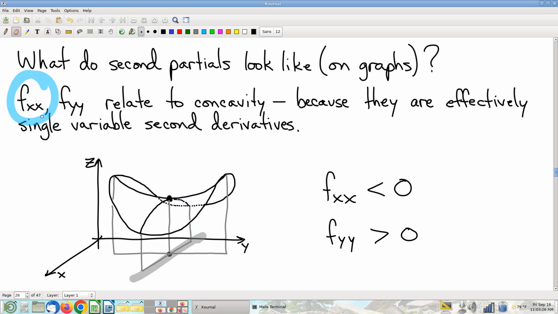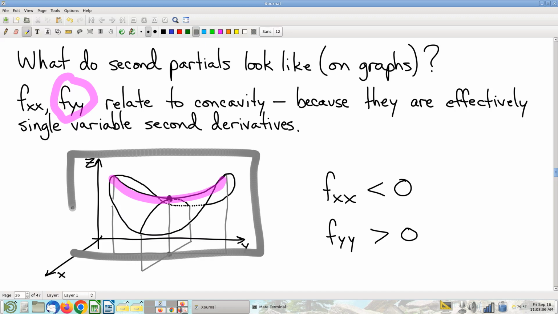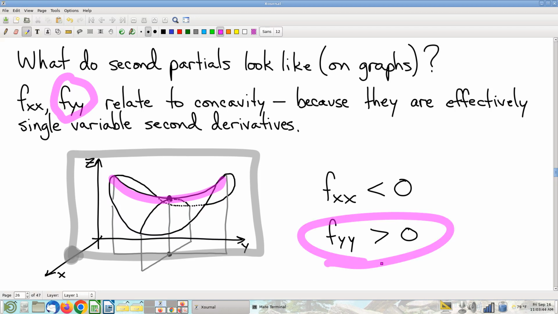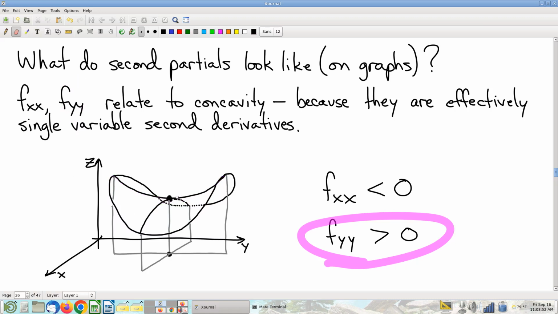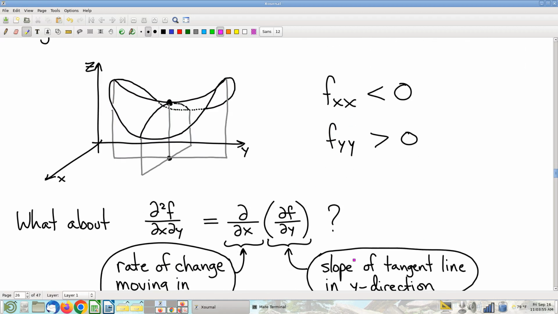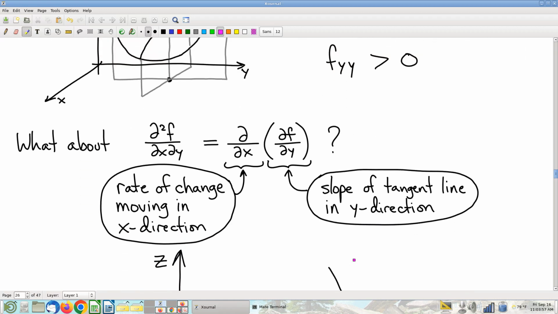And then, of course, if you're going the other direction, if you're looking at f_yy, then y is the only variable. X has to be treated as a constant. You're stuck in this plane for that whole conversation, and this cross section is concave up. F_yy therefore is positive. Yeah? Everybody good? Okay. So where it gets weird is if you are interested in what we call a mixed second partial. And mixed means one of the partials with respect to one variable, the other partial with respect to one of the other variables.